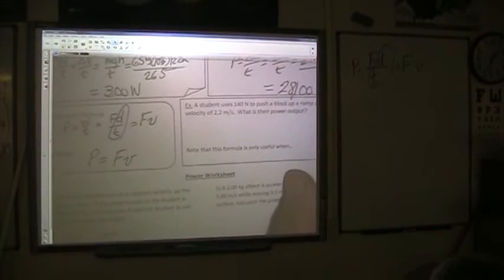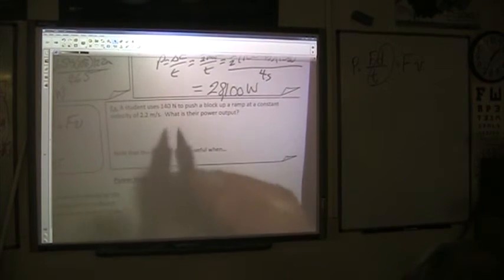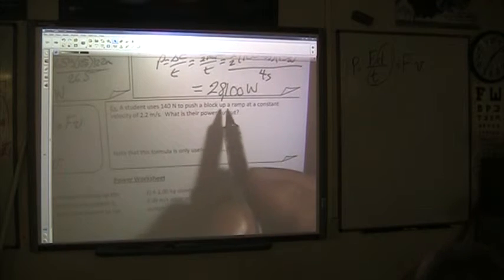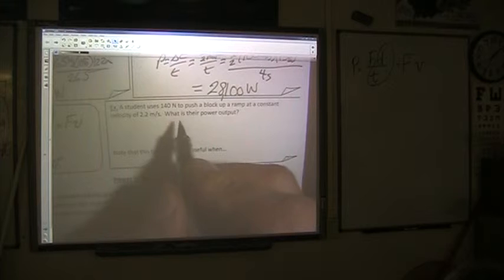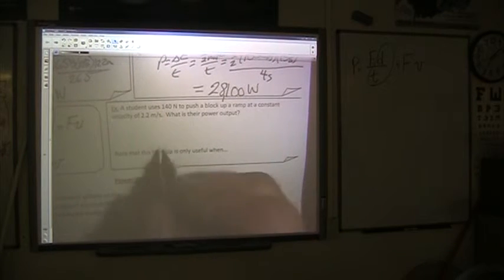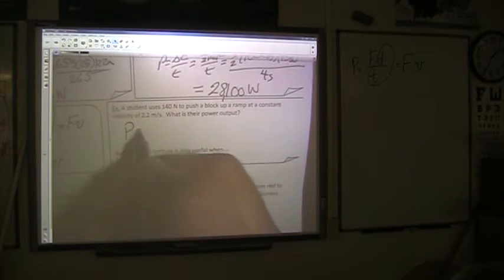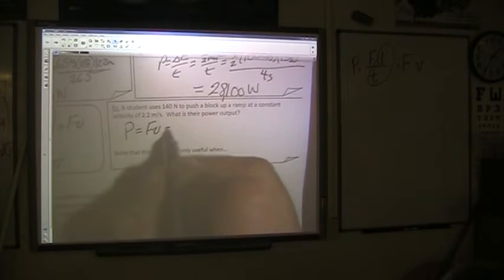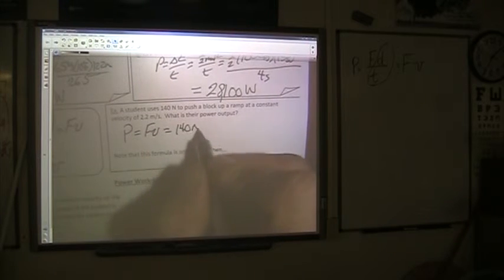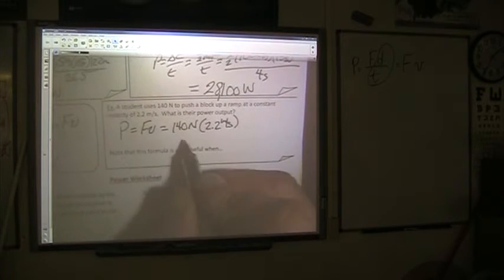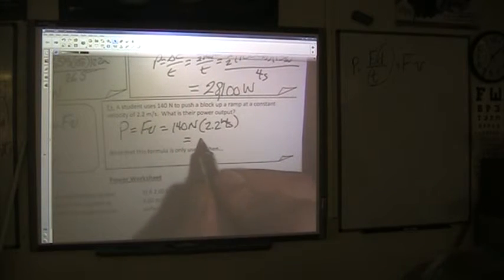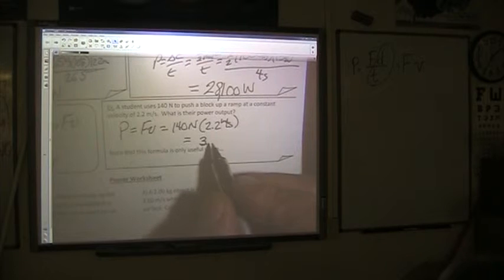Let's look at it. A student uses 120 newtons to push a block up a ramp at a constant velocity of 2.2 meters per second. What is their power output? 140 newtons times a constant 2.2 meters per second. 300 watts? 308.